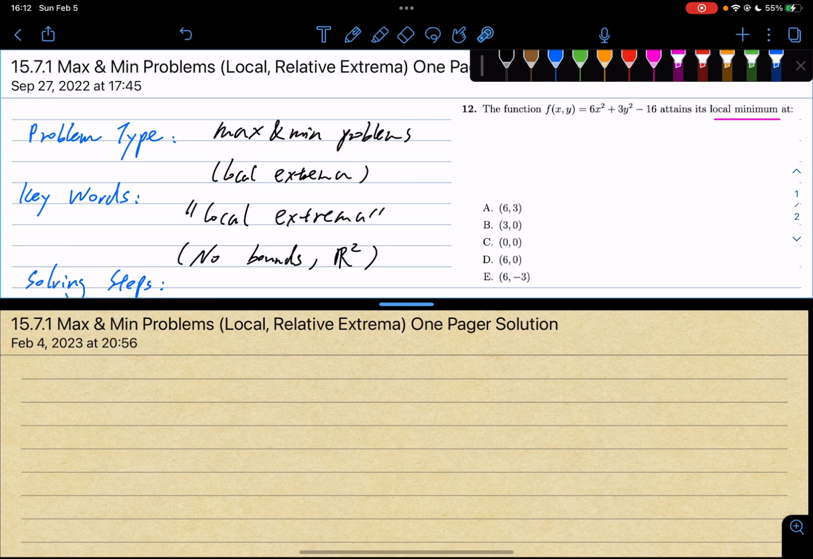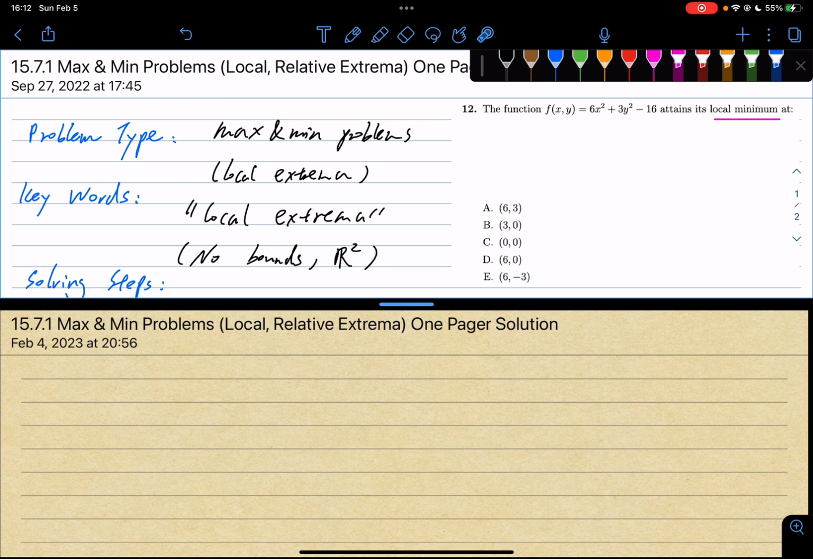So another way we can tell, and we'll talk about this in more detail in the next video, is how to differentiate between local, aka relative, extrema compared to absolute, global extrema. Okay, people get confused a lot. So to identify if it's a local extrema problem, it's not only the words, but also they gave you no bounds. So this function exists on the real axis, on the real numbers.